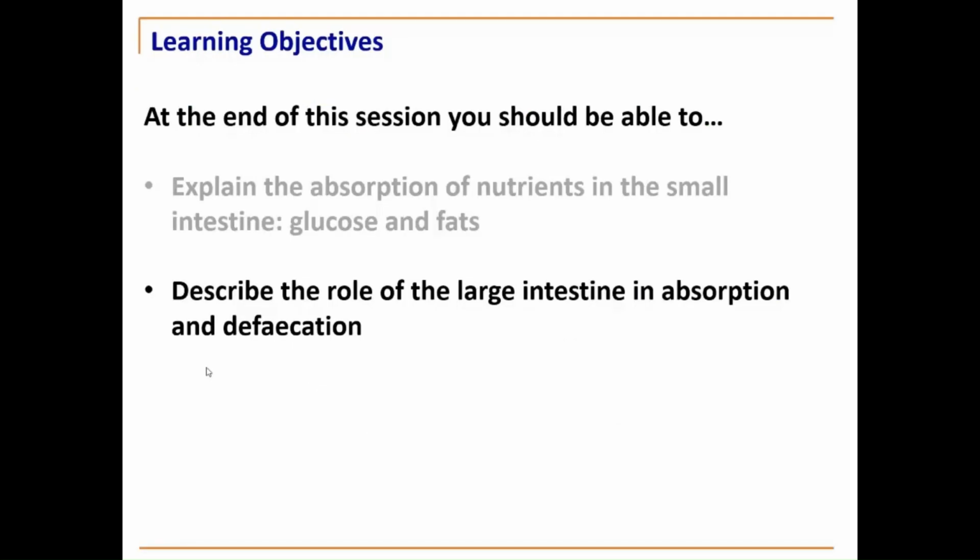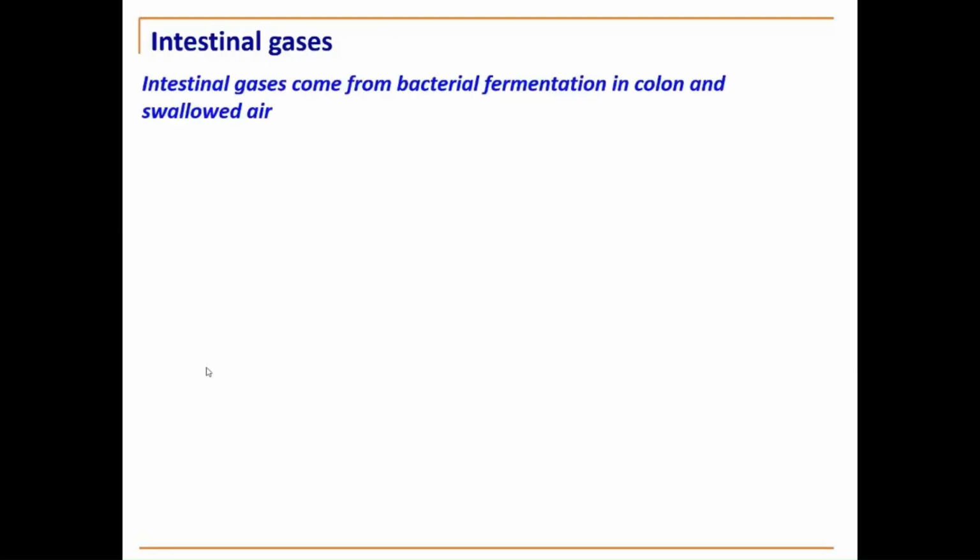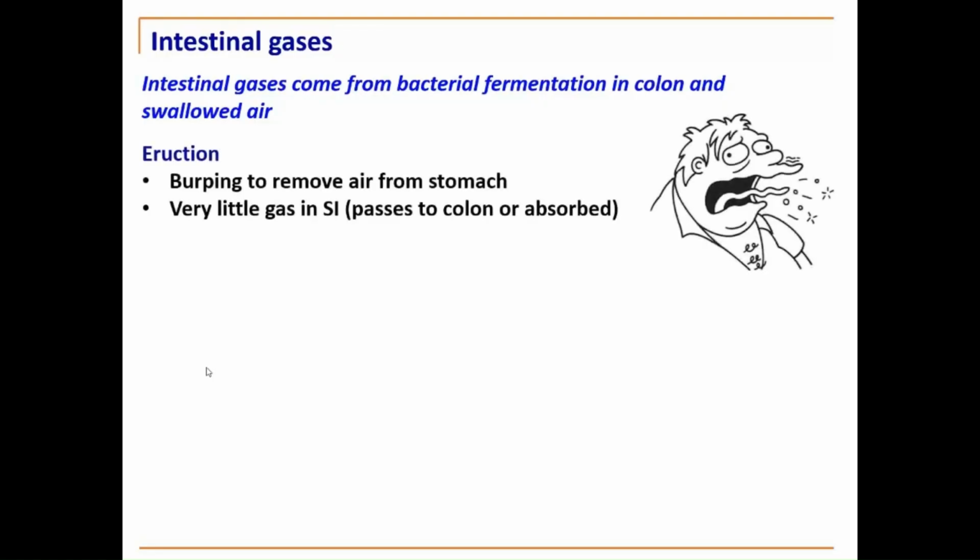We're going to look at the role of the large intestine in the absorption of nutrients and water, and also at the defecation reflex. So, of course, we all have intestinal gases, and they come from bacterial fermentation in the colon, but of course from swallowed air as well when you're eating. Eructation is, of course, burping to remove air from the stomach. There is actually very little gas in the small intestine because it passes to the colon or is absorbed. And just to put it into context, the average person will swallow about 500 milliliters of air during an average meal. So you're taking quite a lot of air with each meal.